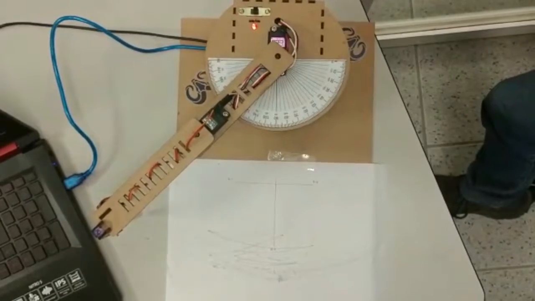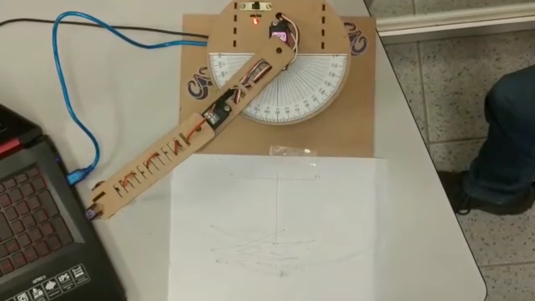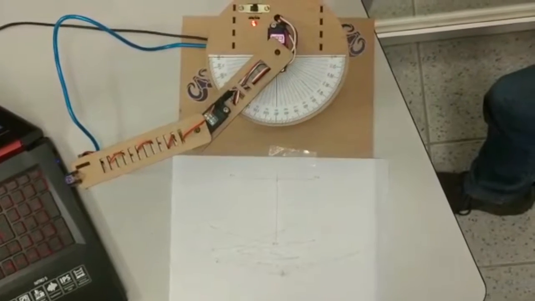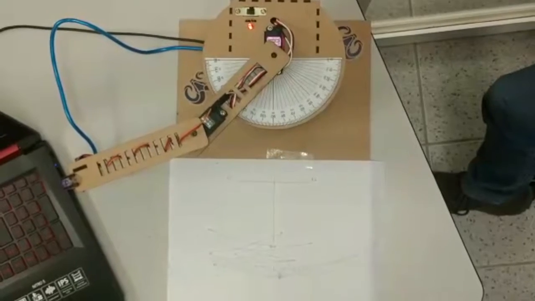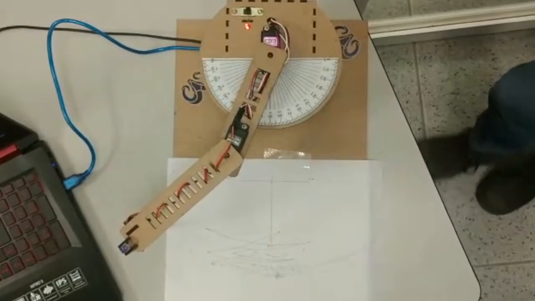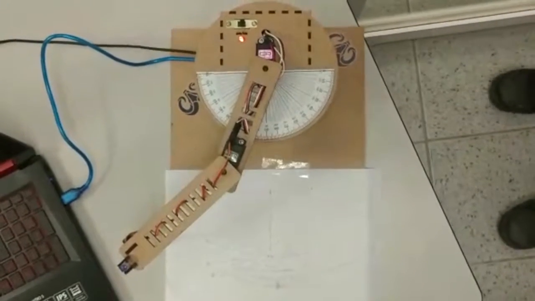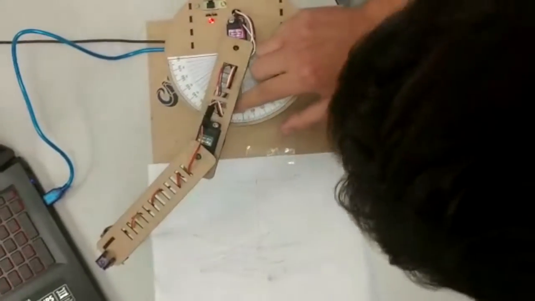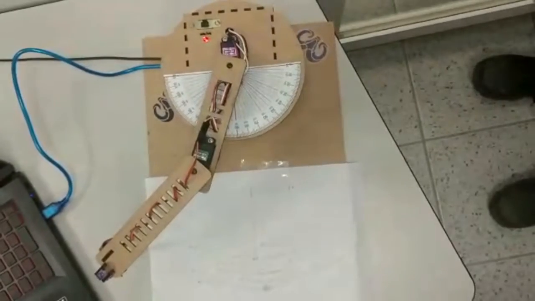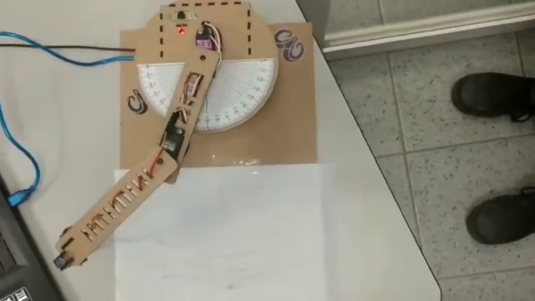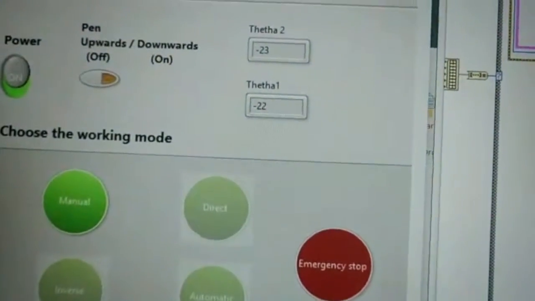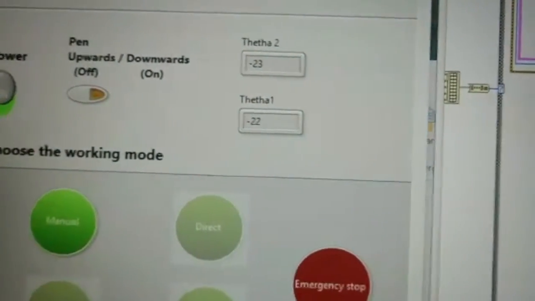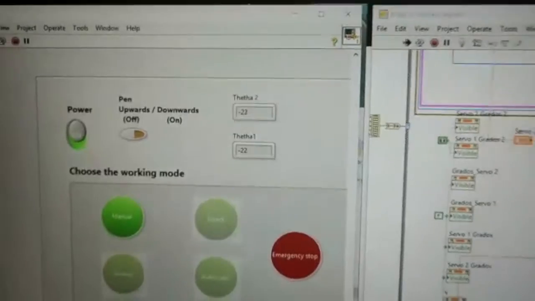So now we can see here that the error is about 2 degrees. And if we look at the HMI, we can see that theta 1 is minus 22 degrees and theta 2 is minus 23 degrees.